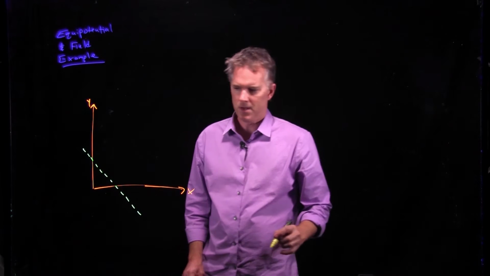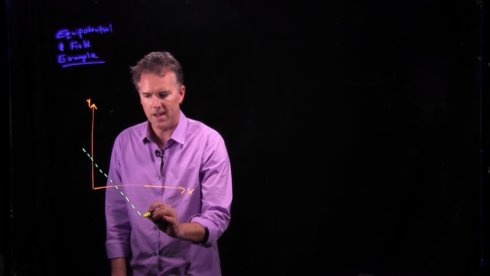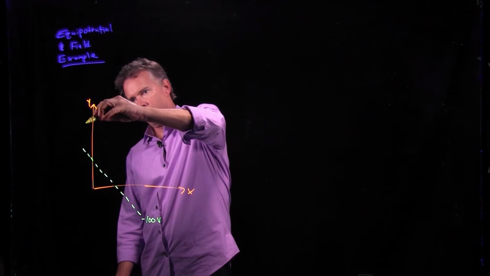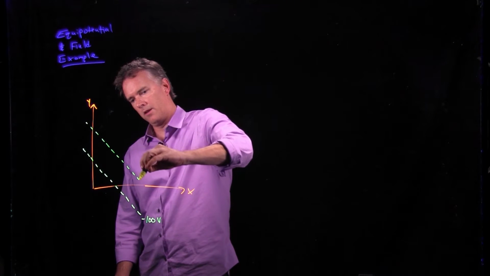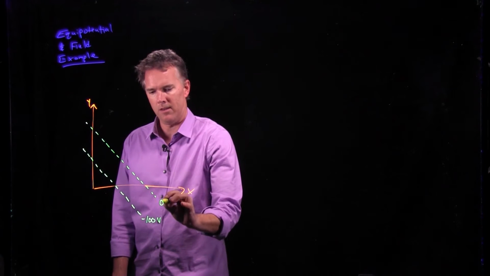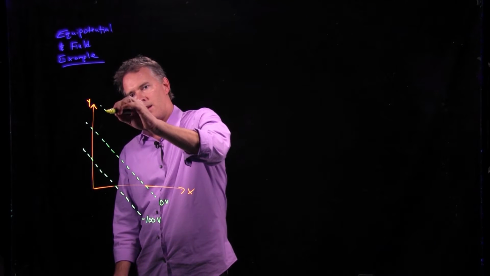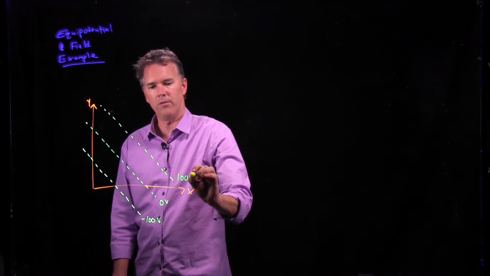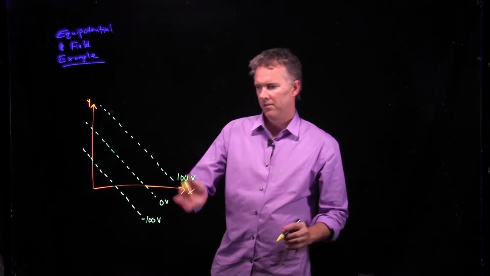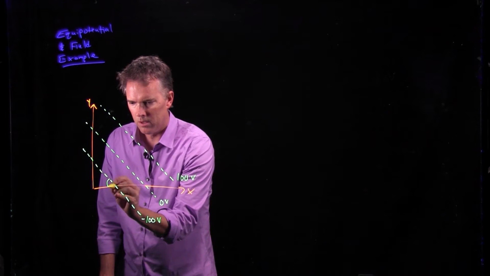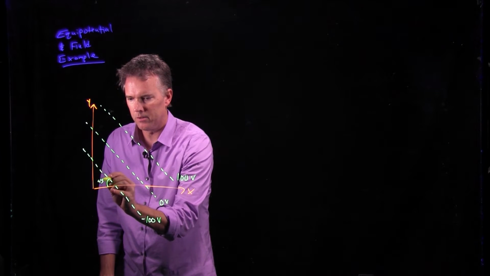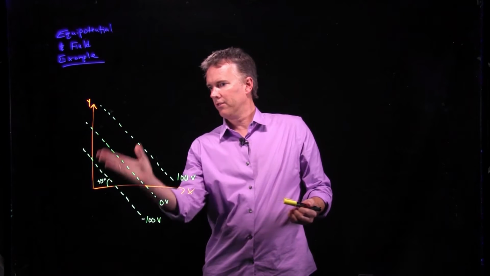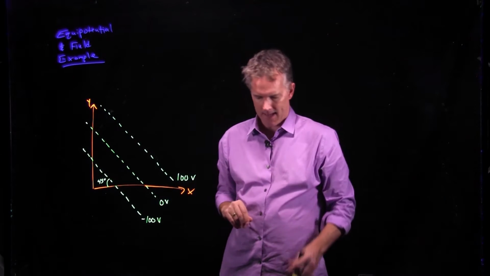Okay, there's an equipotential. We'll say that that is at minus 100 volts. Equally spaced from it is another equipotential at 0 volts. And finally, a third at 100 volts. And let's say that this thing makes an angle of 45 degrees with the x-axis. Okay, so these equipotential surfaces are stacked like that.